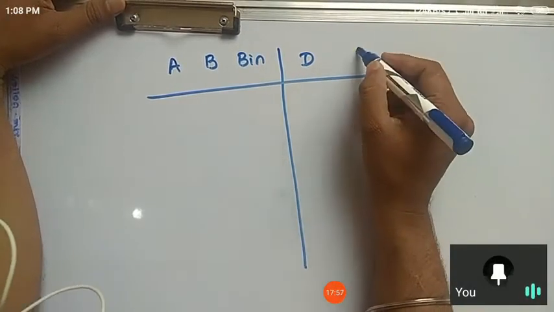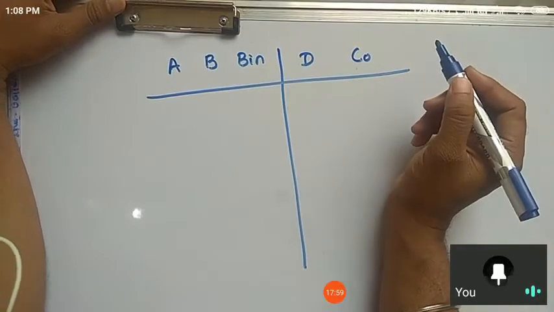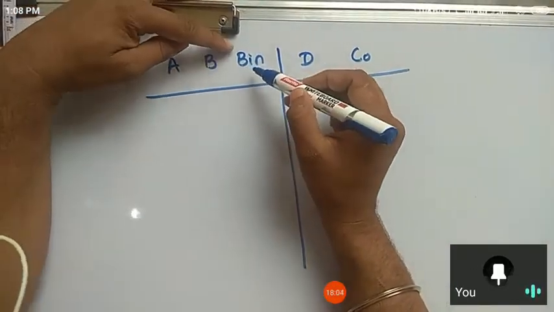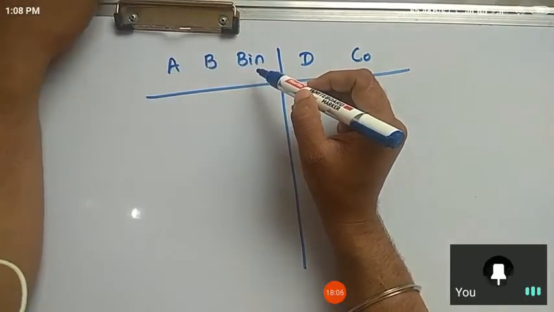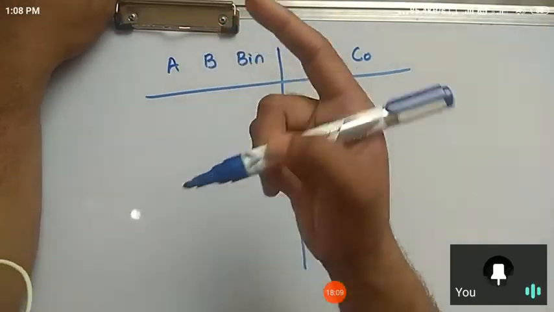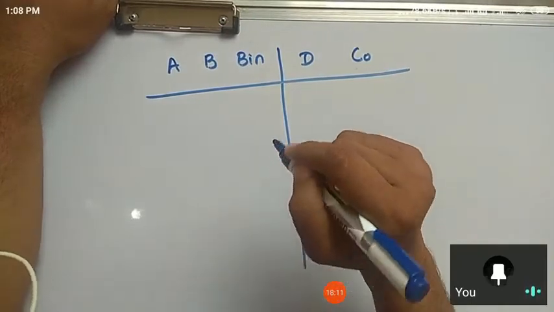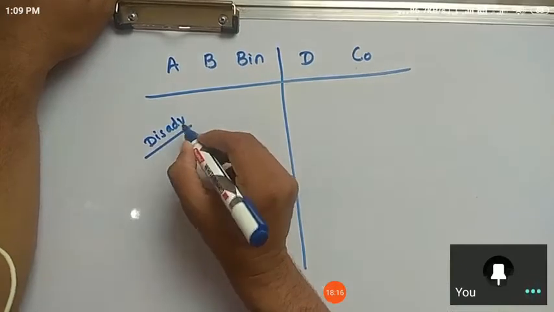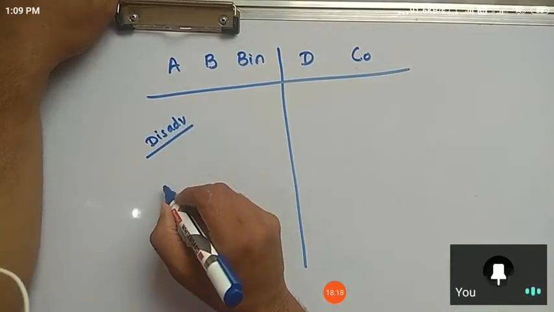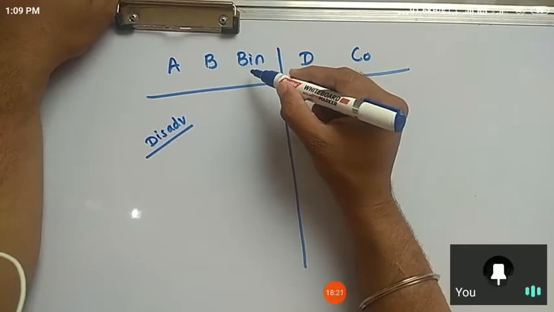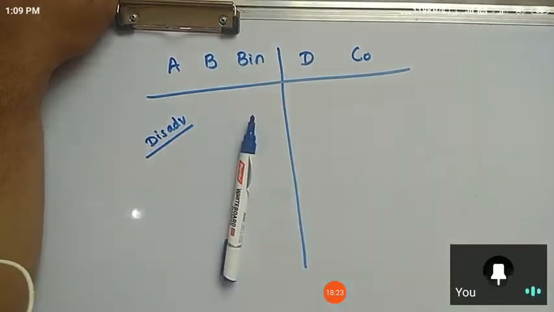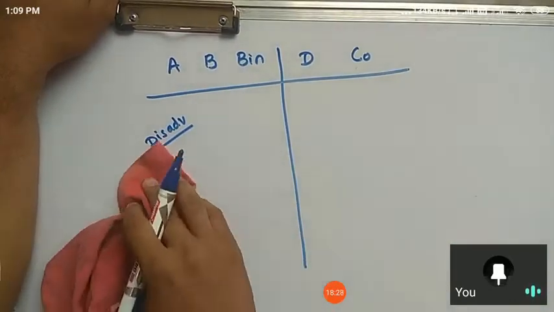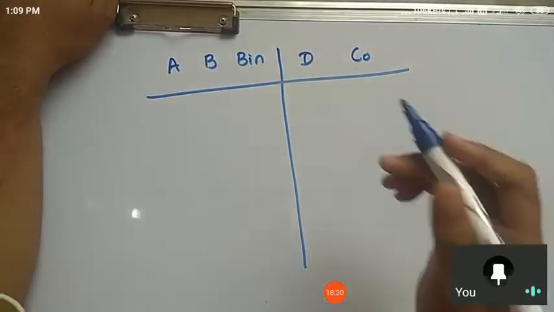Should I write this as a C0, so you will not get confused? So there are 3 inputs: A, B, and the third one is the initial borrow, right? In the same manner, what was the disadvantage of the half adder? That we cannot subtract or we cannot consider the initial borrow, right? So this was the disadvantage, and that is covered in this full adder.